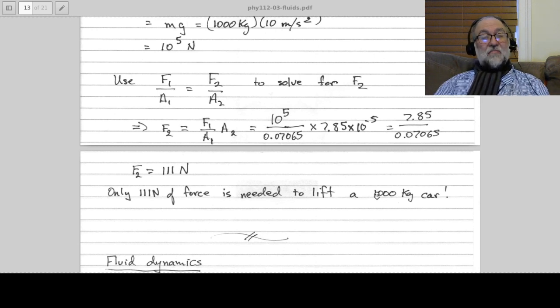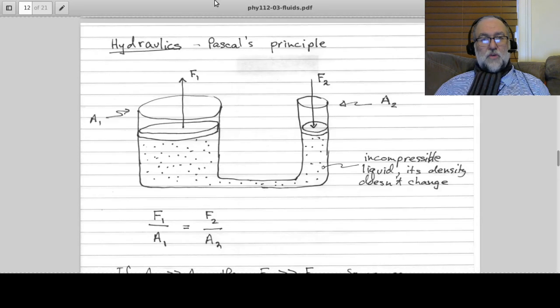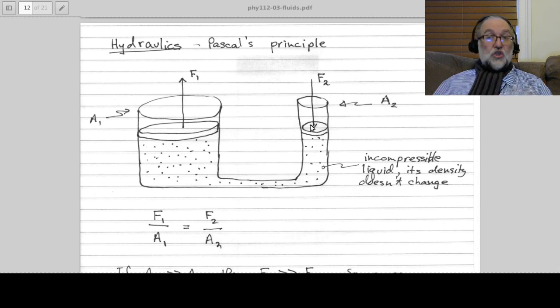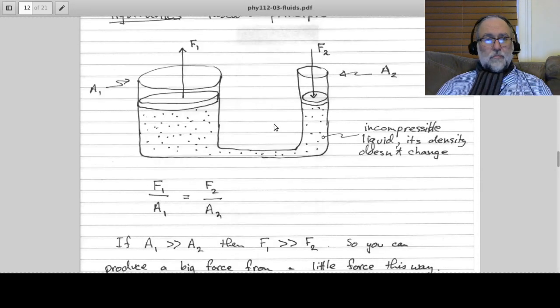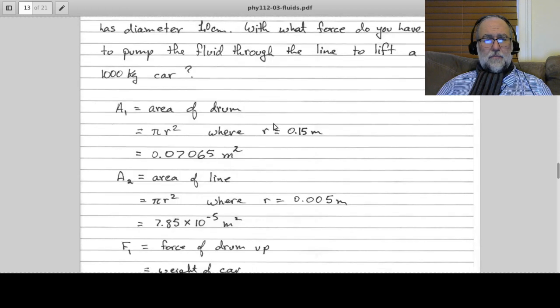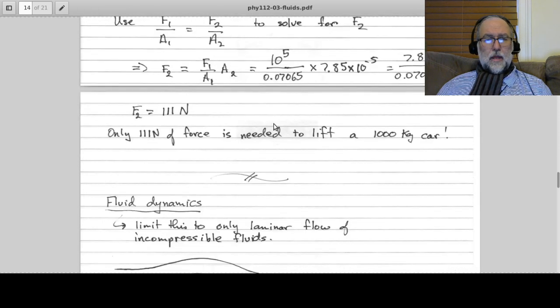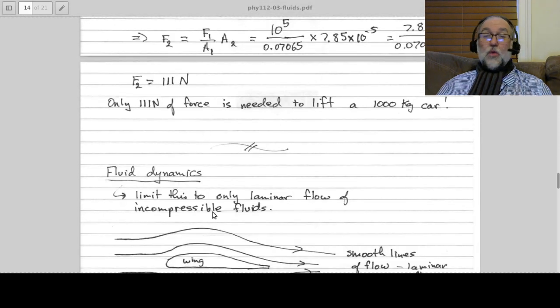It doesn't seem intuitive, but what's going on here is, because the pressure has to be the same, if you apply a small force over a small area, that's going to turn into a large force over a large area. And that's what hydraulics is all about. So there we go. This is how hydraulics works. All right. And we're done now with the fluid statics part.